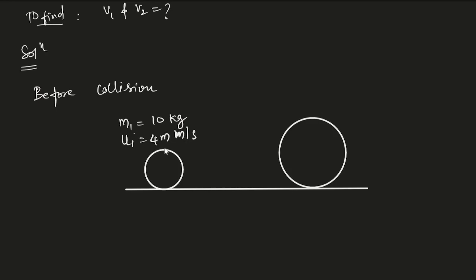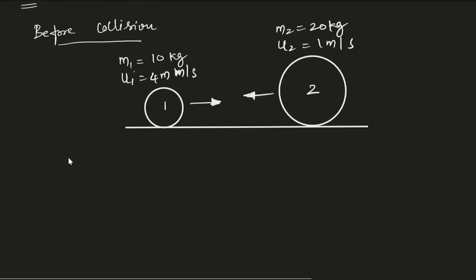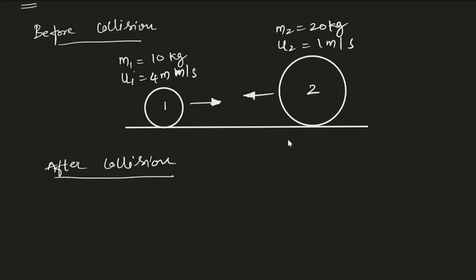Now here what is happening is that this first body is moving in this direction, right? And for the second body we have m2 equal to 20 kg and u2 equal to 1 meter per second. So it is also moving in this direction, right? So before collision, this is the status of the bodies. Now we have to find after collision, immediately after collision. So similarly, a straight line.